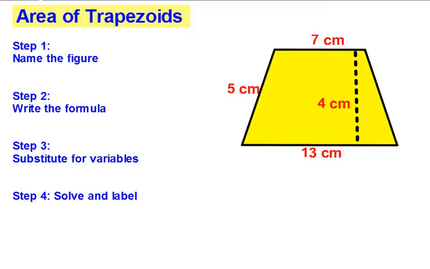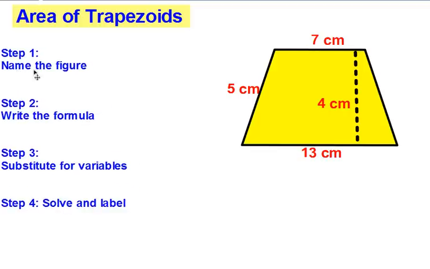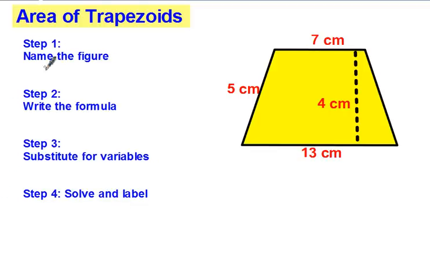Area of Trapezoids and Complex Figures. This is a trapezoid. It's a four-sided polygon, which we call a quadrilateral. It has one pair of parallel sides. If we're finding the area of a trapezoid, remember, start with the name of the figure. It's a trapezoid.